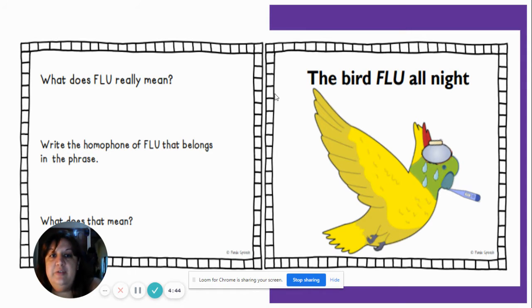All right. Flew, the bird flew all night. This kind of flu is when you are sick. Like the bird looks really sick here because it says the blue bird flew all night. Like influenza, right? That's that kind of flu. When a bird flies, we use the word flew, but we spell it F-L-E-W. But we say it the same. Both say flew, but they are not the same word. Okay, so when you're really sick, you have the flu, F-L-U, but the bird flew, F-L-E-W.